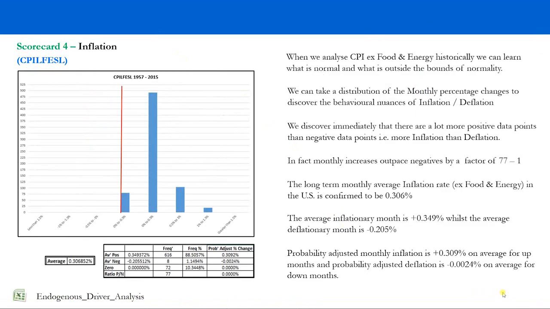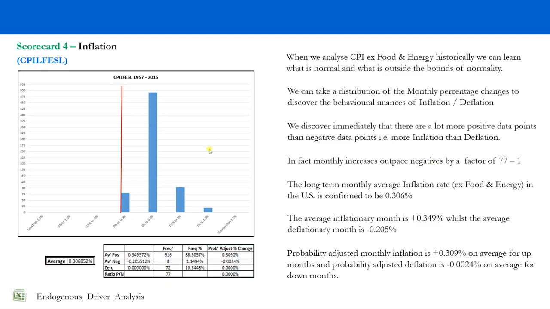So again, what we're trying to do here is analyze the CPI X food and energy historically, so we can learn what the normal situation is, and also what is outside the bounds of normality. And to do that, we take the same approach. We take a distribution of monthly percentage changes and discover what the behavioral nuances are of inflation or deflation when we exclude food and energy prices.